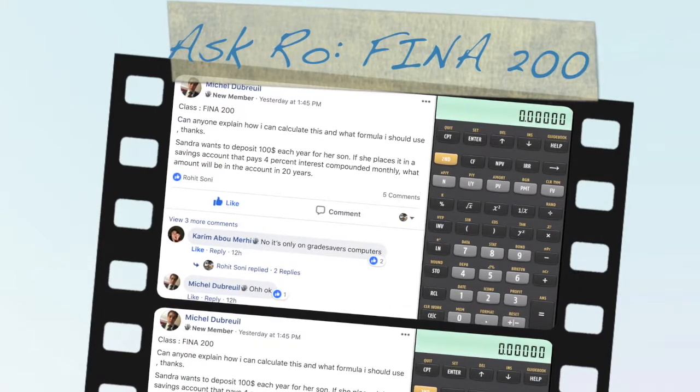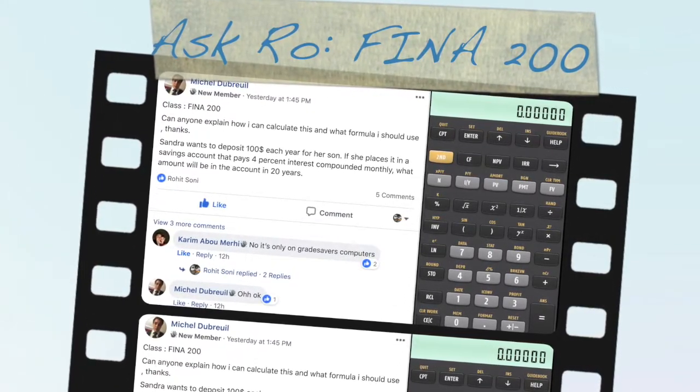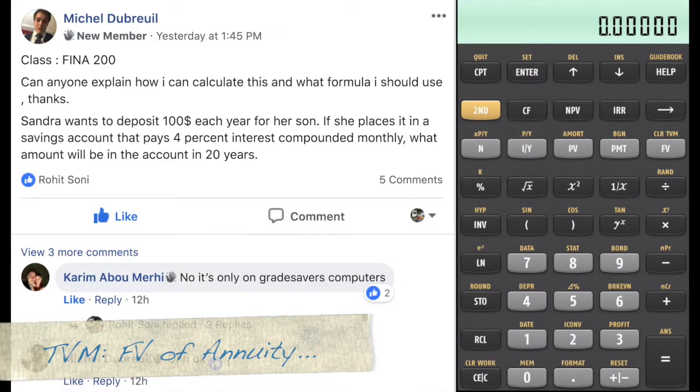So here I was asked a question for FINA 200, personal finance. Let's have a look. Sandra wants to deposit $100 each year for her son. If she places it in a savings account that pays 4% interest compounded monthly, what amount will be in the account in 20 years? So this is a pretty straightforward time value of money problem that can be tackled rather quickly with the use of our fabulous financial calculators.